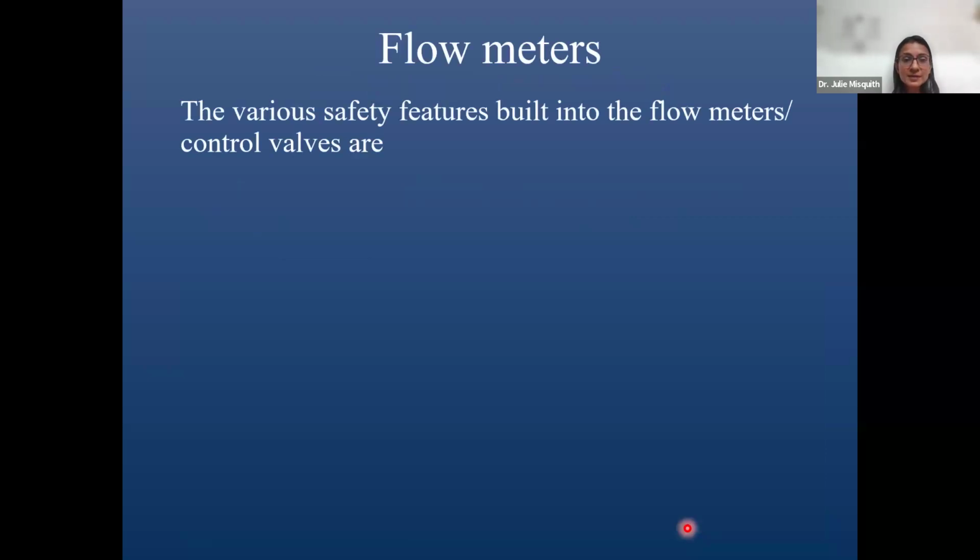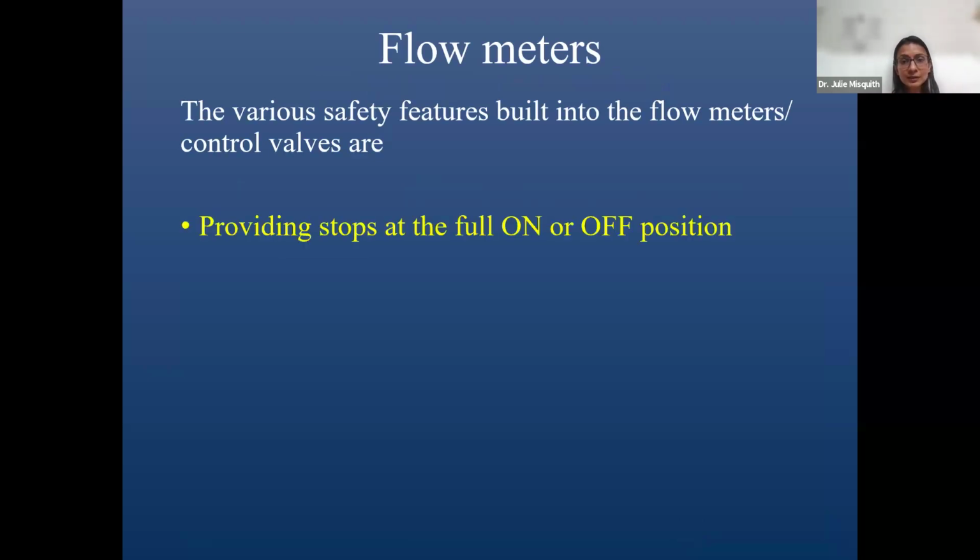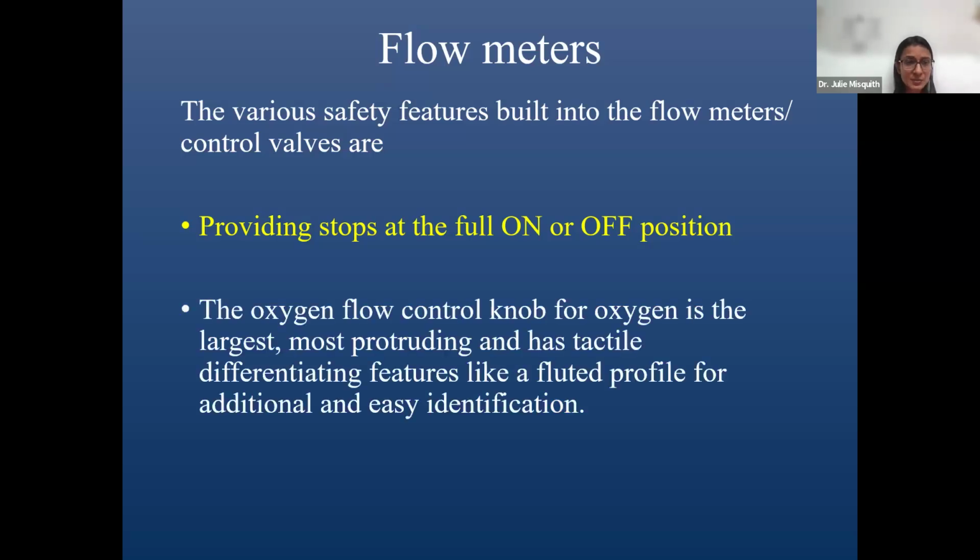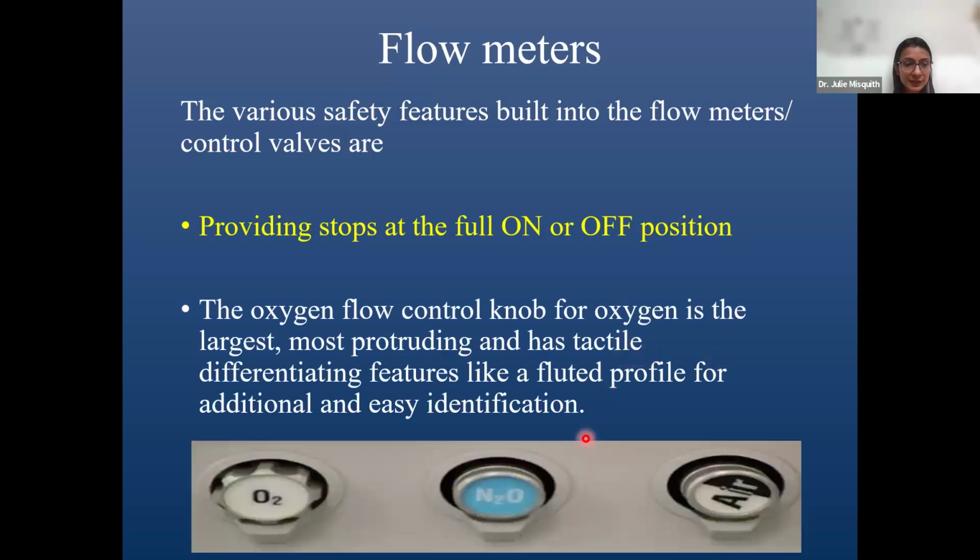Now coming to flow controls, anesthesia workstation standards require that only one flow control be provided for each gas, and it should be placed near the corresponding flow meter. So all these flow meters have control valves, providing stops at the full on or off position so that excessive pressure may not damage the valve seat, or get disengaged at the full on position so that the gas escapes out.